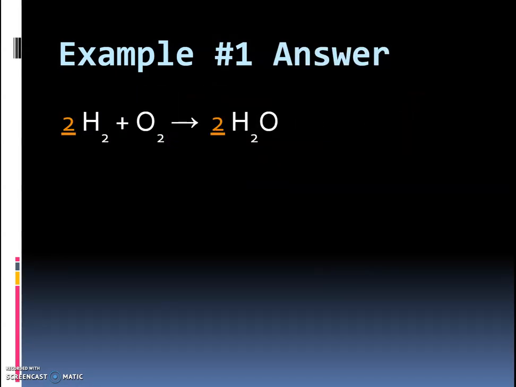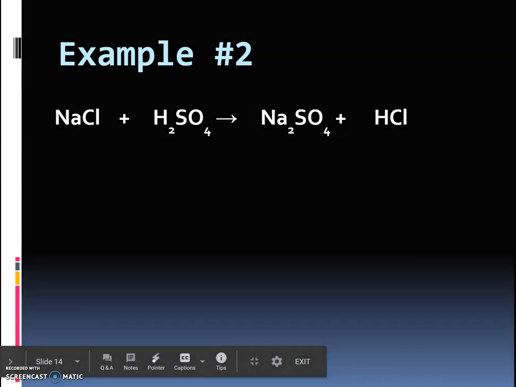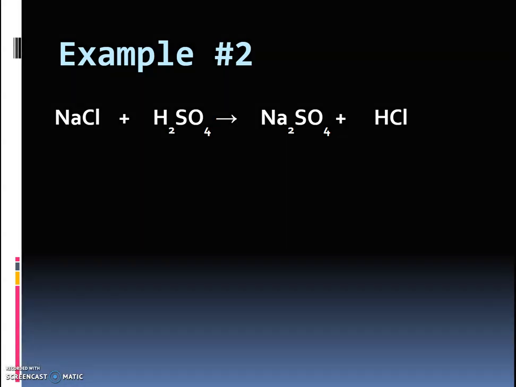Yay! All right, so here you'll see your answer. 2H2 plus O2 gives us 2H2O. All right, now let's try something a little bit more tough. Okay, so go back to your first color.